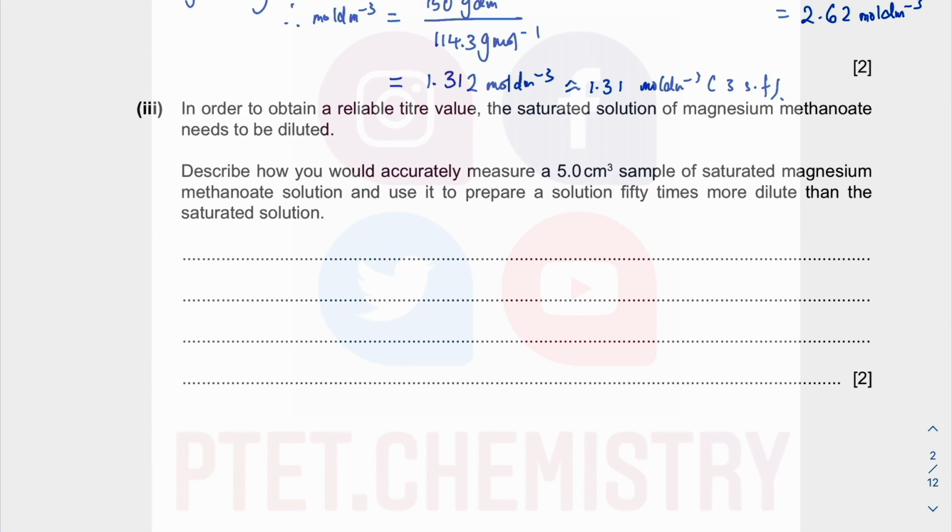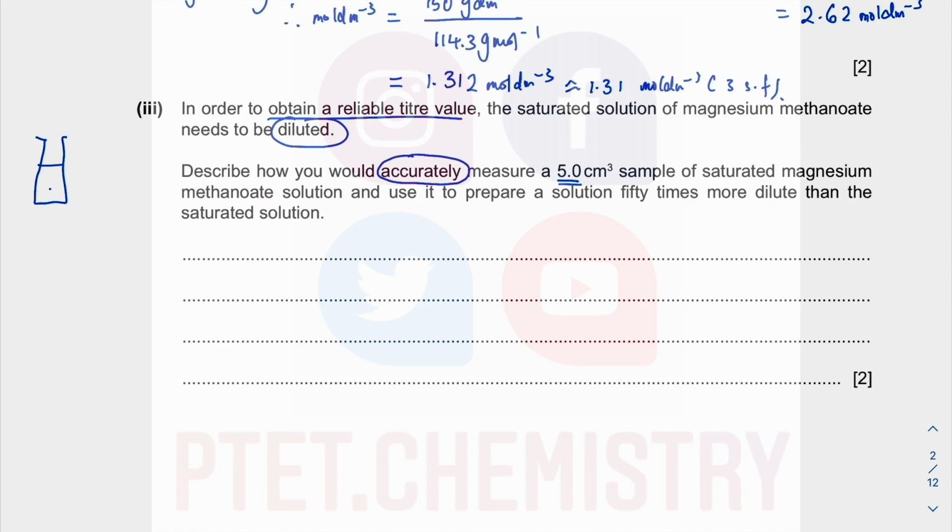So in order to obtain a reliable titer value, we need to dilute. So this is dilution. They don't ask you to make a stock solution, but you do need to do a dilution. Okay? How would you accurately take out 5.0 cm³? Alright? So this is about accuracy. So what you could do is use a burette to take out that particular volume.